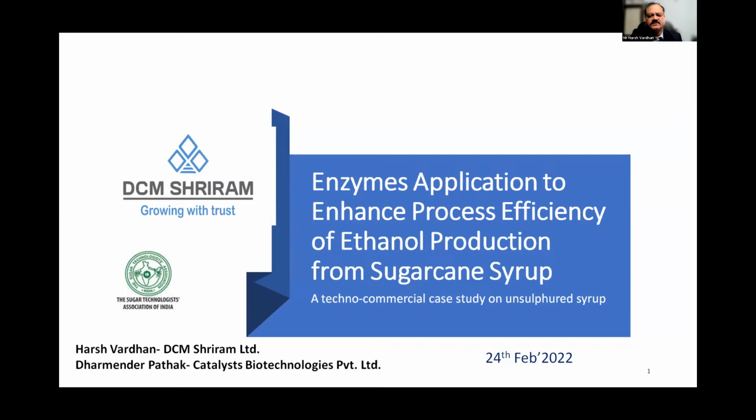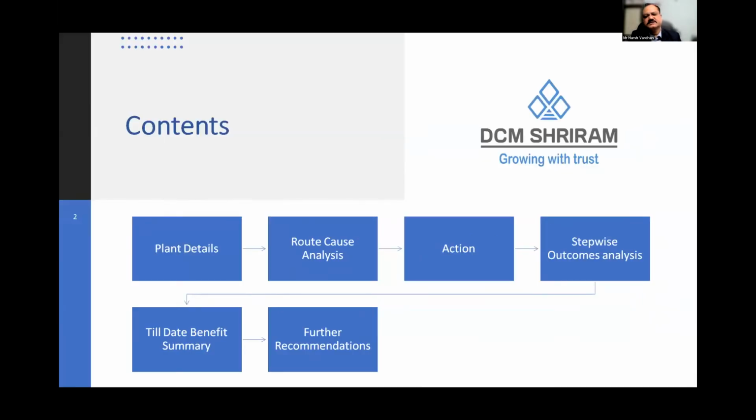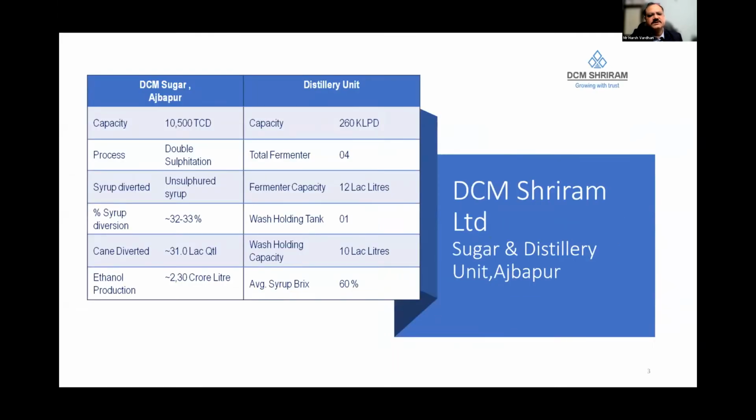At one of our units, Ajbapur Sugar, we have 4 sugar units and 2 distilleries. We tried ethanol from this syrup feedstock. The capacity of this sugar mill is 10,500 TCD, and the process is double sulfitation. We utilize this sulfited syrup. Approximately 30 to 33% of the syrup was diverted, and till date around 31 lakh quintals of cane equivalent has been diverted for the production of ethanol. Ethanol produced so far is approximately 2.3 crore liters.